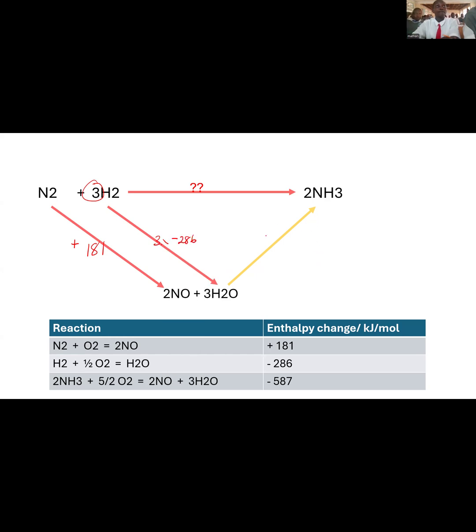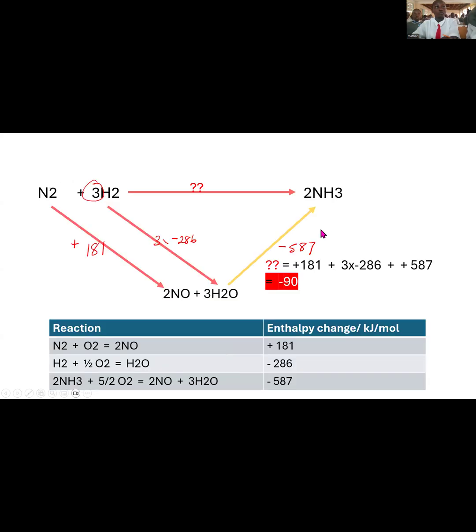And I know that this one over the other side, I've actually reversed this one at the bottom. So it was negative 587, but now I've reversed it. So I just change its sign. So now it is the 181, 3 times the 286, plus the 587. And that gives me the answer, which is negative 90.